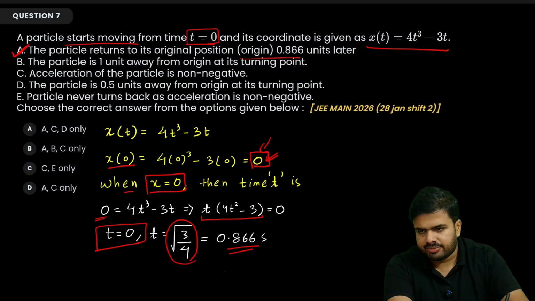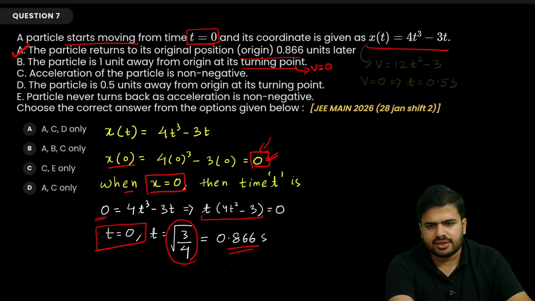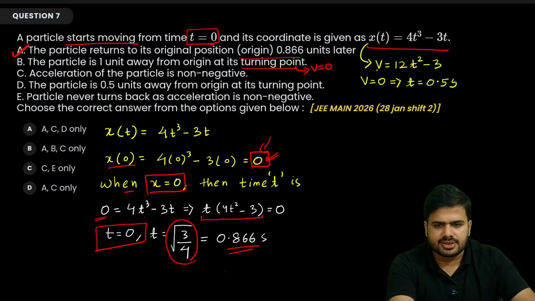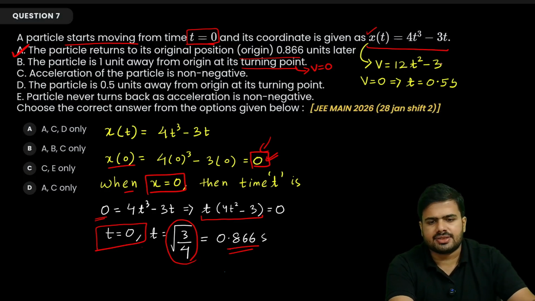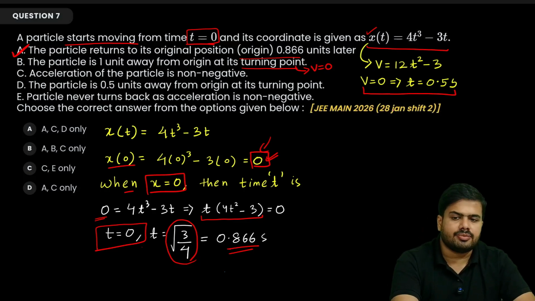Let's move on to the next statement. They have given that the particle is 1 unit away from the origin at its turning point. So turning point means what will happen? Velocity becomes 0 at the turning point. For the velocity expression, you can differentiate the displacement equation and you are getting the velocity equation as 12t square minus 3. So velocity is 0 at the turning point. So I am getting time as 0.5.